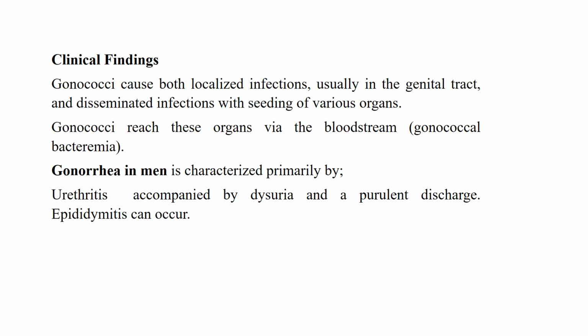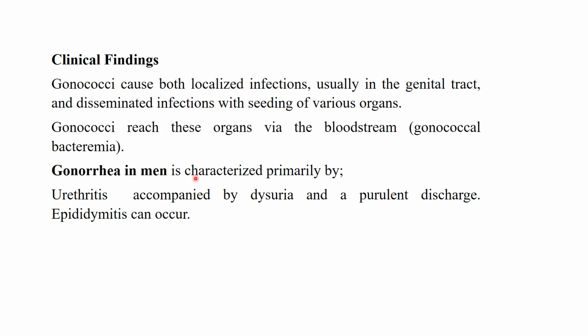Clinical findings of the gonococcal infections. Gonococci cause both localized infection, usually in the genital tract, and disseminated infections with seeding of various organs. Gonococci reach these organs via the bloodstream, gonococcal bacteremia.